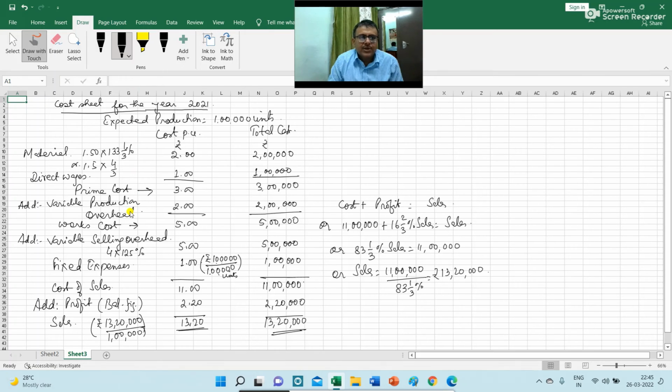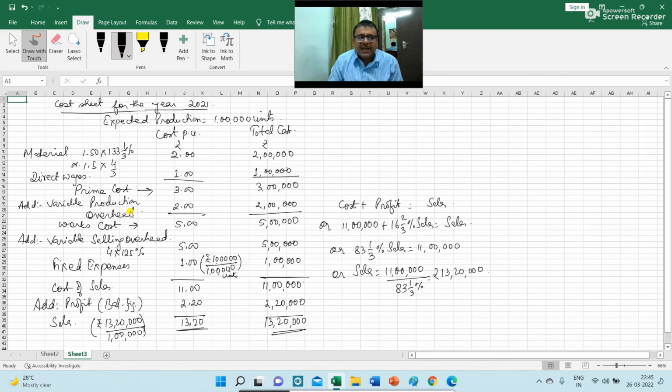Then we have added the variable production overhead. In the year 2020 we have calculated the variable production overhead to be rupees 2 per unit. So here I have just put that value of rupees 2 per unit and I have multiplied it by 1 lakh units of production that is expected in the year 2021. So total variable production overhead is calculated at rupees 2 lakh. So your works cost is rupees 5 per unit or rupees 5 lakh total works cost.